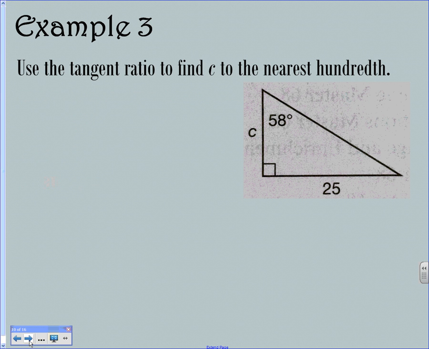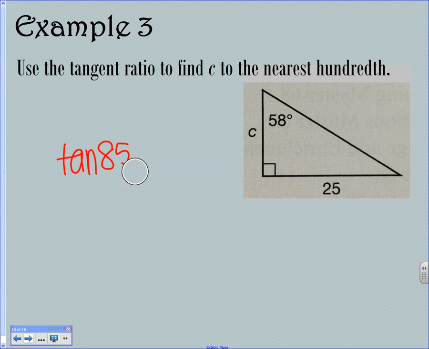Now we're going to use the tangent ratio to find C. So what ratio would we set up? Tangent of 85 equals 58. What would be the tangent of 58? Do you agree? Opposite over adjacent. Any questions on setting the trig ratio up?